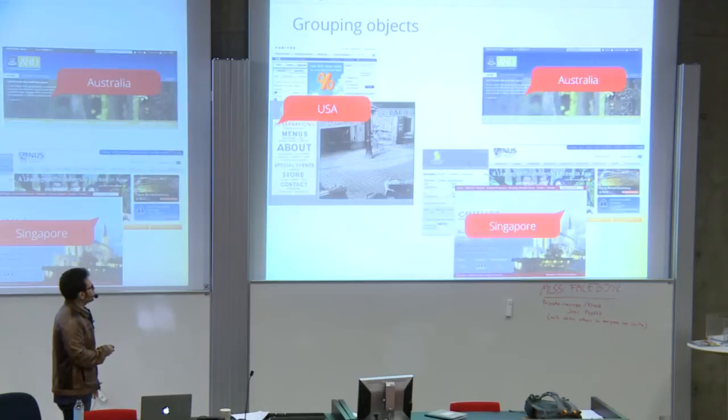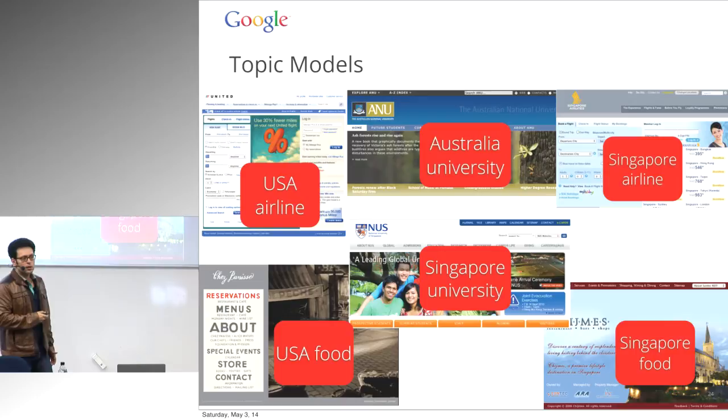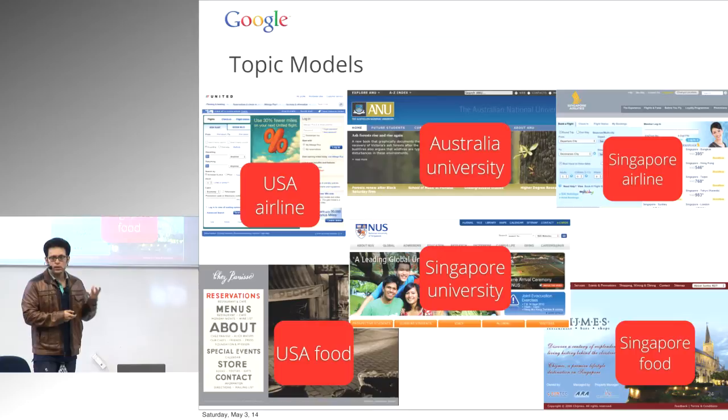You say, this is US Airlines, this is an Australian university, this is a Singaporean airline, this is a Singaporean food restaurant, and so on. So in this case, you assign to each web page not only a single cluster, but multiple clusters. And that's why we call this model mixed membership models. Mixed membership models means that each object does not belong to one cluster, but belongs to multiple clusters. It exhibits different properties. Okay? And that's why we call it mixed membership models. And clustering, we call it mixture models, because the object is generated from a single cluster.